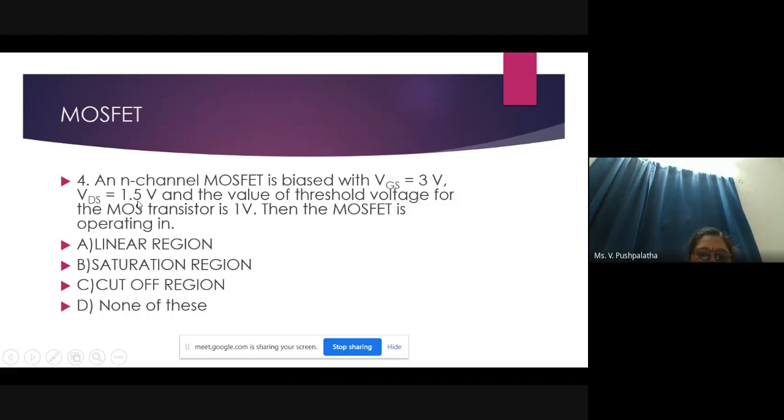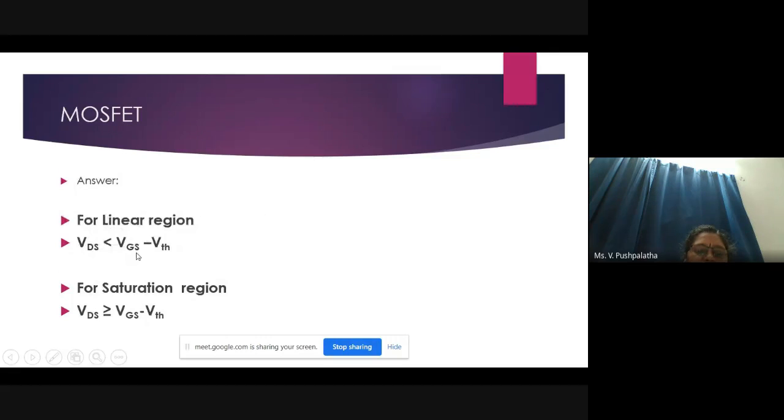So let me check. Now your VGS, if you substitute it, is 3 volt minus VTH, which is 1 volt, right? And VDS is how much? 1.5. So 3 minus 1, you will get 2 volt, right? So this condition is satisfied. Next, for the saturation region, your VDS must be greater than or equal to VGS minus VTH. Now the VDS value is given as 1.5, right? And VGS minus VTH is 3 minus 1, which is 2, right? So saturation is not valid. So I'll go for the linear region.